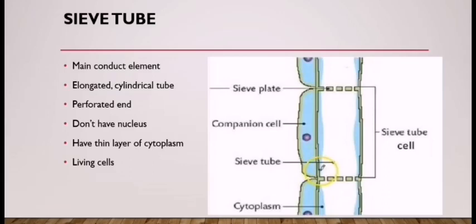Sieve tube is a particular structure which acts as the main conducting element. It is elongated and cylindrical in shape. Here you can see the label of sieve tube. It has perforated ends and a thin layer of cytoplasm, but it does not have a nucleus. This is an important thing to mention, that sieve tube does not have a nucleus, but it is a living cell. This is an important exception to note for sieve tube.